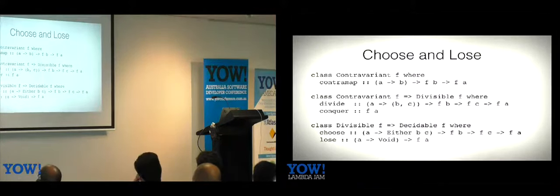Here, what I can do is this. If I can split A into either B or C, and I can handle each of those cases, I'm good. And if A is impossible, then I'm good. Right? If A can't happen, I can handle it. Lose acts as a unit for choose under the same kind of terms that we built up divide.